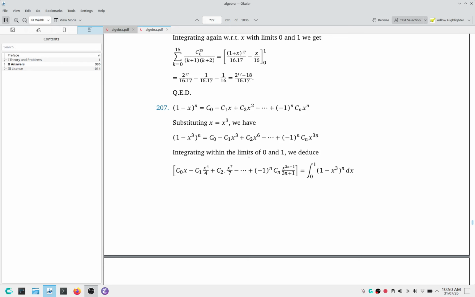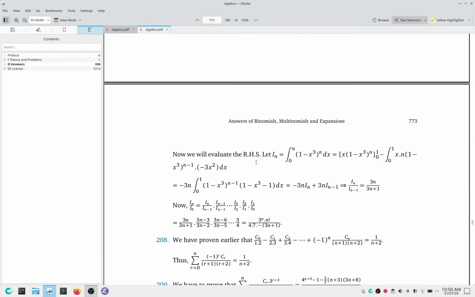Now we integrate within limits 0 and 1. So it becomes C0x minus C1x to the power 4 upon 4 plus C2 times x to the power 7 upon 7 and so on. And right hand side is integral 0 to 1 of 1 minus x cube to the power n dx.